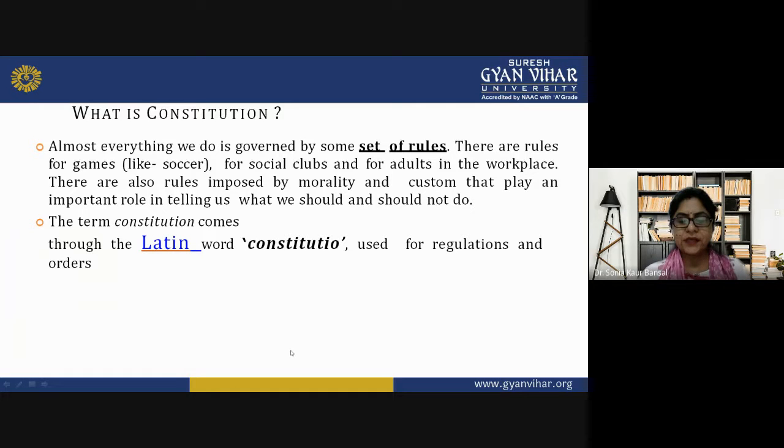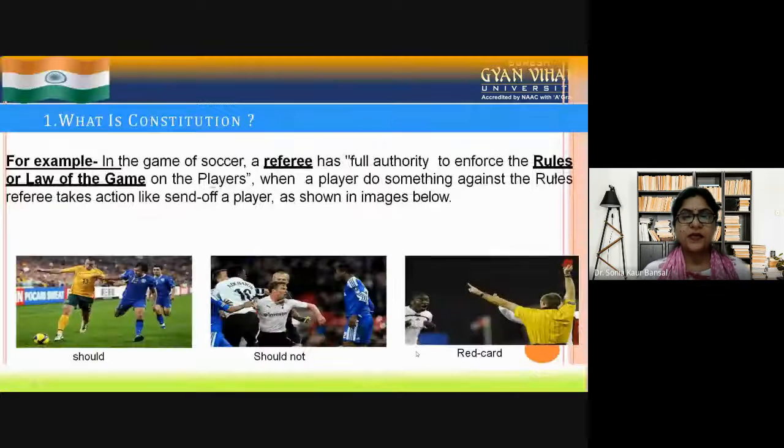All right, students. This is about the definition of Constitution that we have seen just now. Just understand that it is about a set of rules. In this set of rules, we are understanding what a constitution is. For example, in the game of soccer, you can see three pictures here.